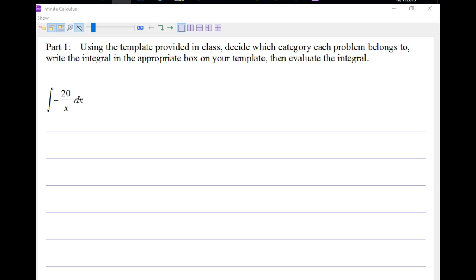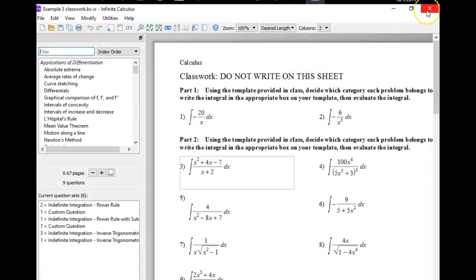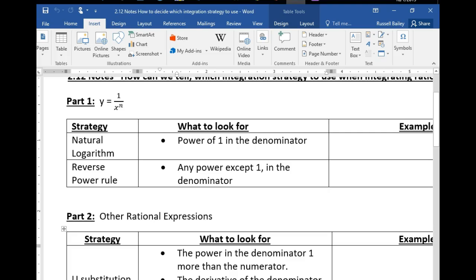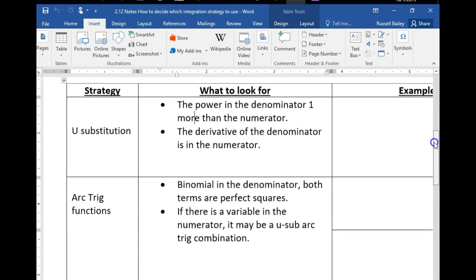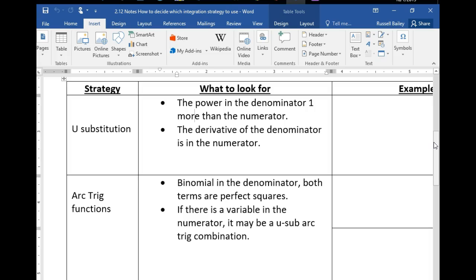So let's go ahead and take a look at that. So where is it? Here it is. Now I'm going to read this to you. I'm not going to do it for you. I'm just going to read these to you and we can discuss and you guys can ask questions. But your job is going to be to take all these problems on the other side of your sheet here, and I want you to write them in the appropriate blanks. You got to figure out what kind of integration problem they are. So let's walk through it first, though.